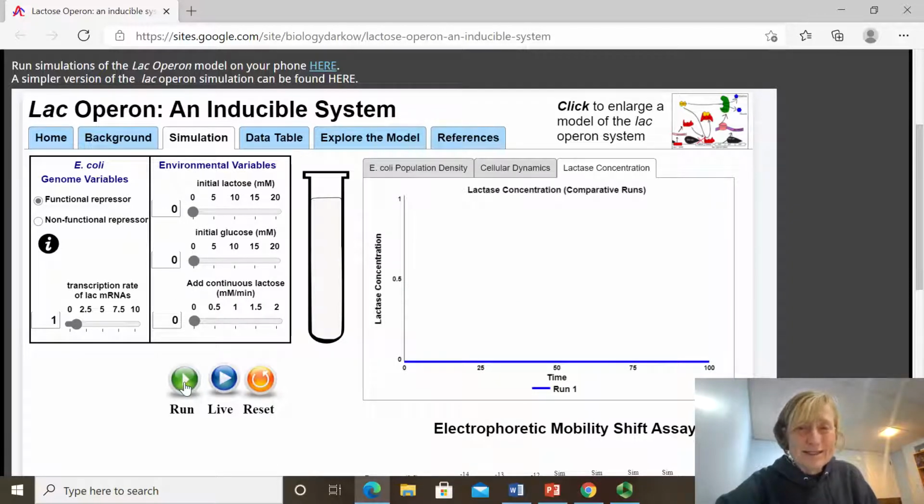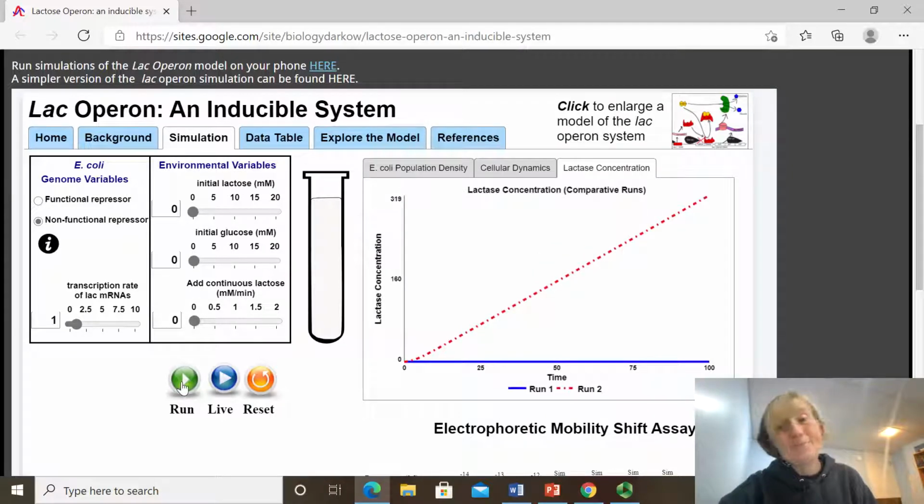With no lactose, in a functional repressor world, we never make this enzyme. We don't need to. There's no lactose to break down. In a non-functional world, this would be fun to see. We keep making this enzyme because there's no regulation from the environment here because the repressor is broken. Okay, you can probably answer question number 2.